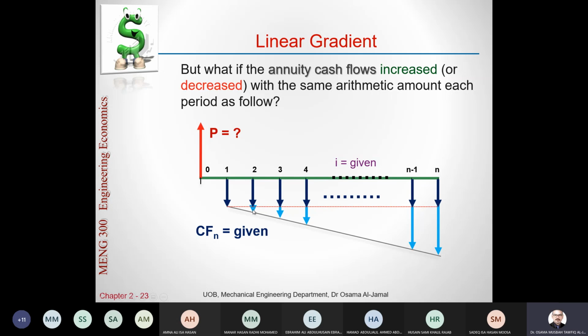In the second year, over the first cash flow, it is going to increase by that amount. And here it is going to increase by two amounts, so G plus G, i.e. 2G, 3G in here, (N minus 2)G, and the last one, (N minus 1)G.